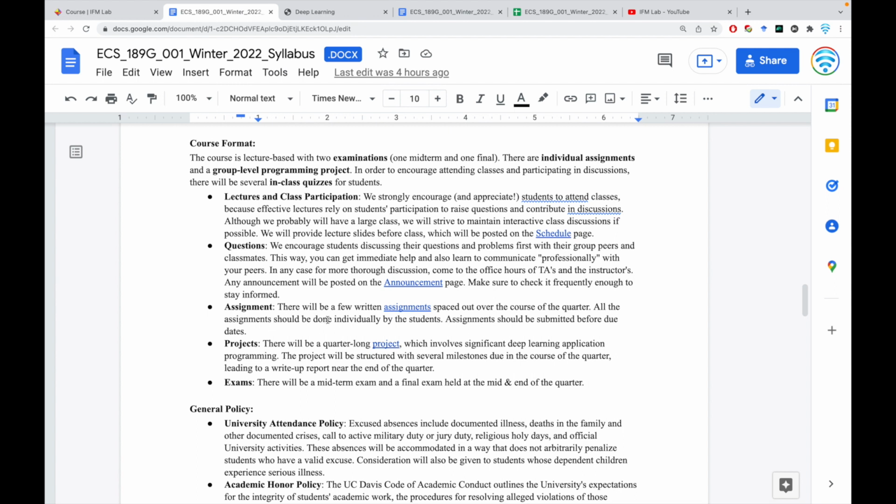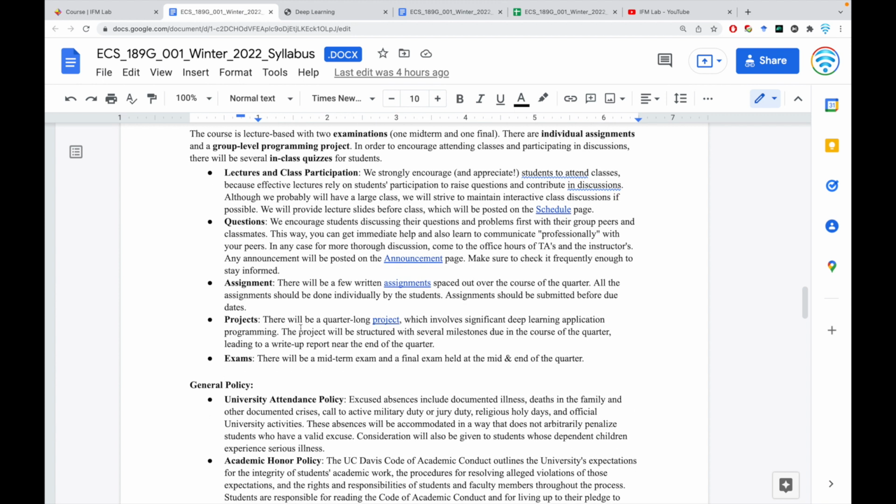Assignments. There will be a few assignments for students during the quarter, and all the assignments will be done individually by the students themselves. Assignments will be submitted before the deadlines. We have shown the deadlines already in the schedule spreadsheet, as well as created a link for uploading the assignment submissions in the Canvas system.